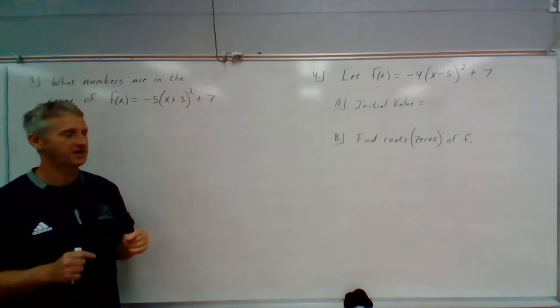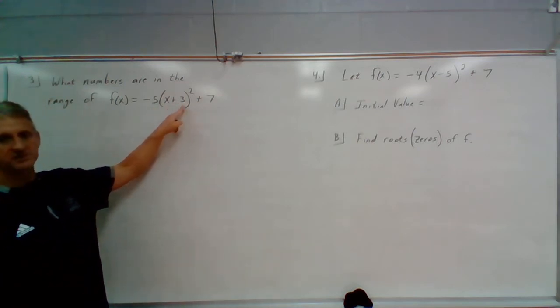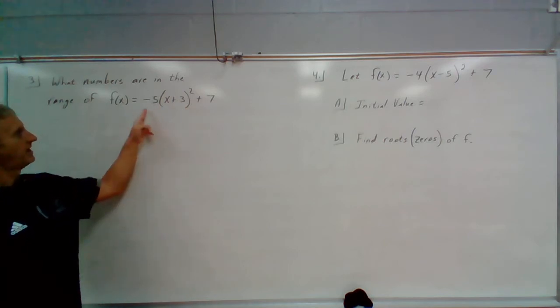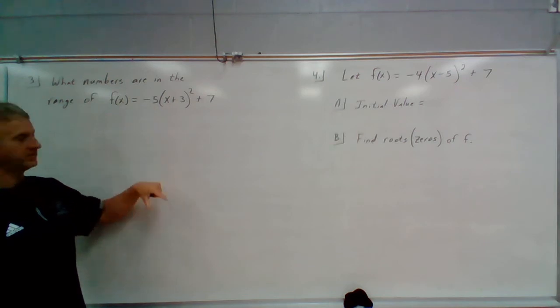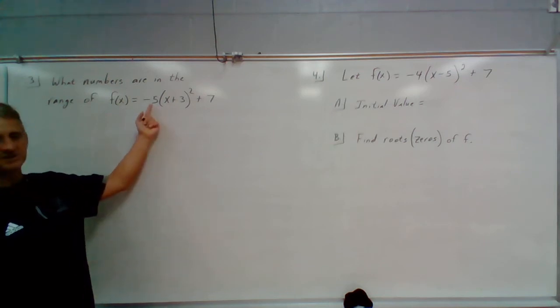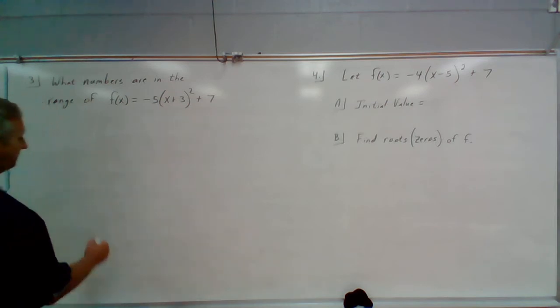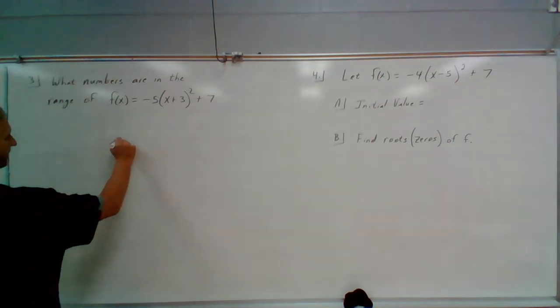that basic parabola. I know that the plus 3 inside the parentheses will shift it 3 to the left. I know the negative 5 will flip it upside down and make it skinnier. And I know that the plus 7 will shift it up 7. So let's make a graph of that.